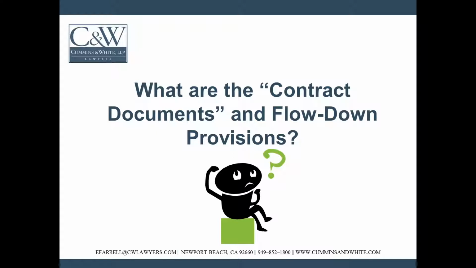Now that we know what a contract is, let's have a little discussion about what are contract documents and what are the flow-down provisions that apply to a subcontractor based on a prime agreement between the owner and general contractor.